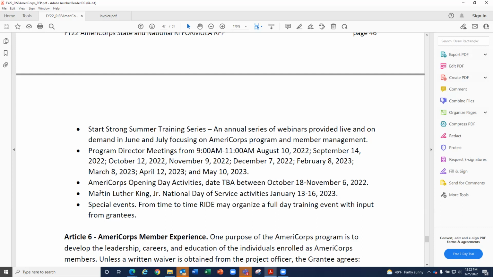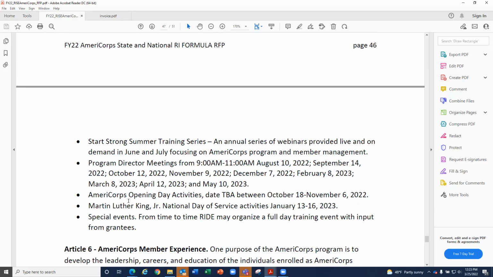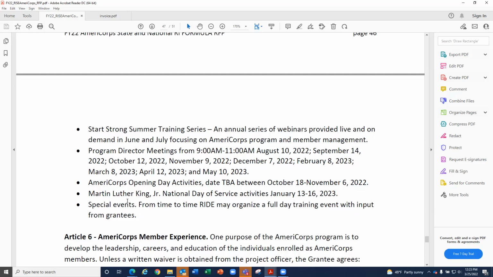You will be able to design your own activity for your Americorps members to participate in if that's your preference, or join in our collective action. So I just wanted to highlight all of those things there that are in the terms and conditions and kind of some of the additional expectations that we have for our grantees.